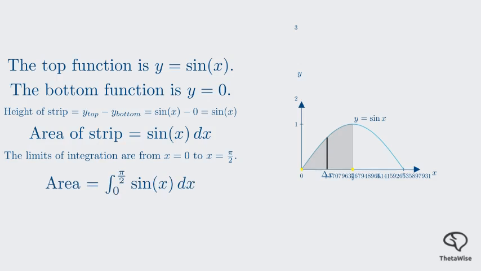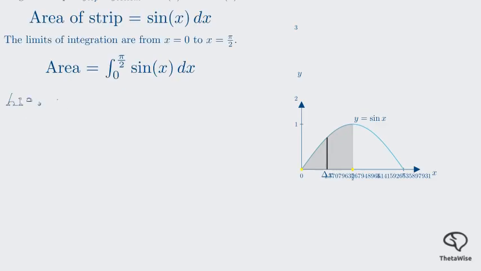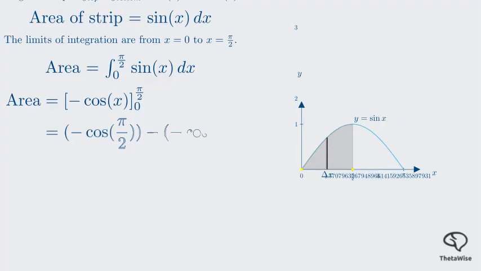The integral for the area is the integral from 0 to pi over 2 of sine x dx. The integral of sine x is negative cosine x. Evaluating this from 0 to pi over 2 gives negative cosine of pi over 2 minus negative cosine of 0. Cosine of pi over 2 is 0, and cosine of 0 is 1. So we get 0 minus negative 1, which equals 1. The area is exactly 1.